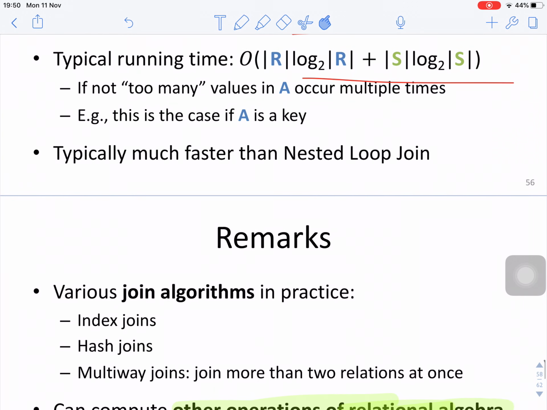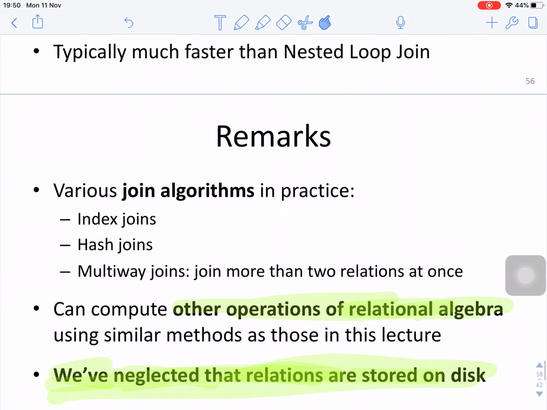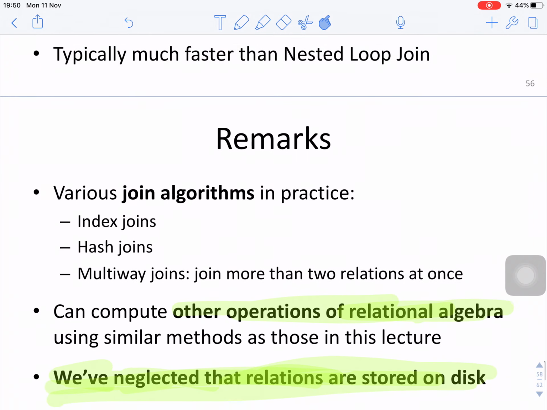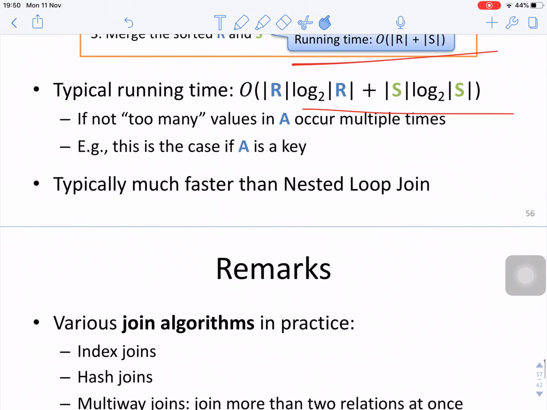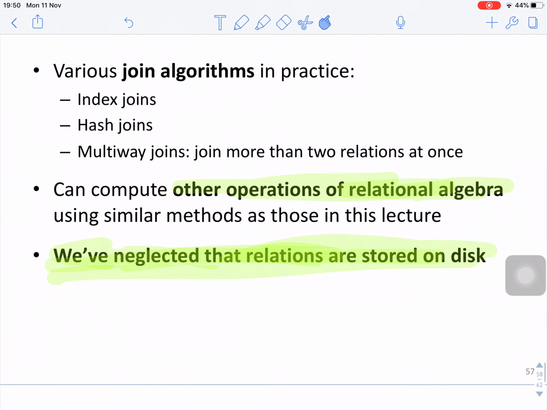The total running time, as an upper bound, is R times log base 2 of R plus S times log base 2 of S. And it is typically much faster than the nested loop join.